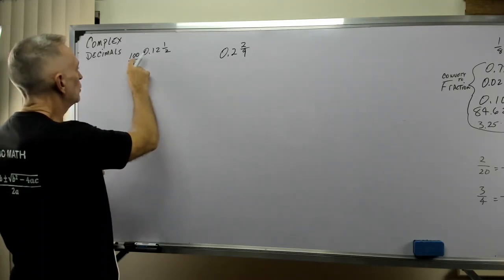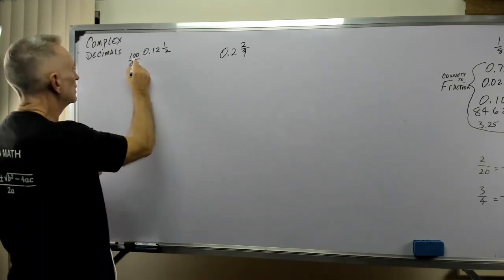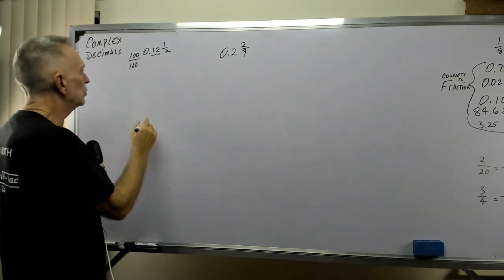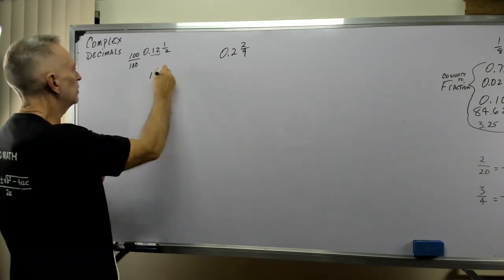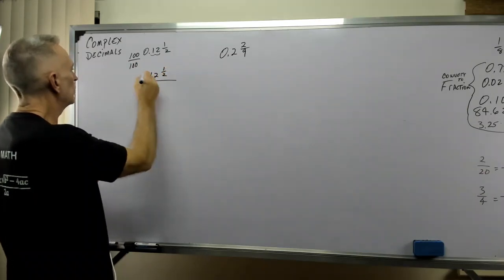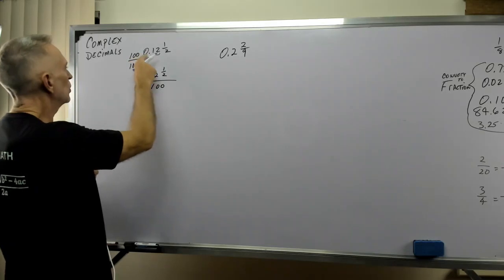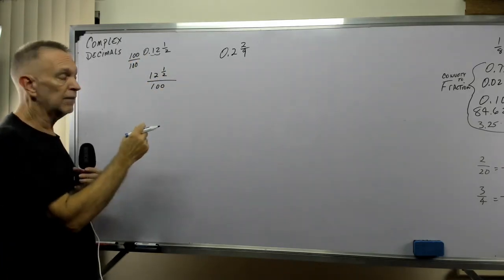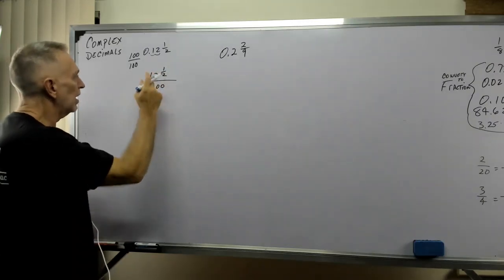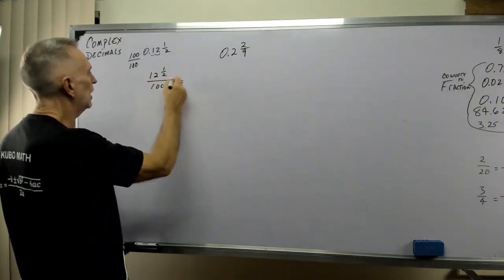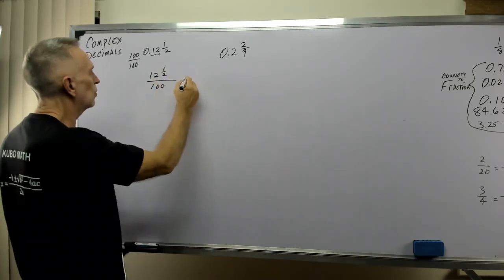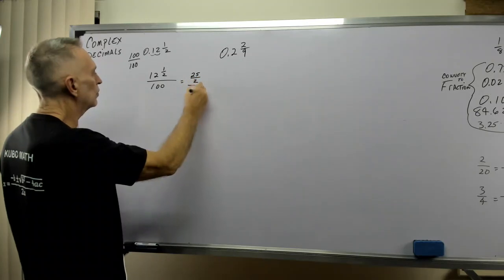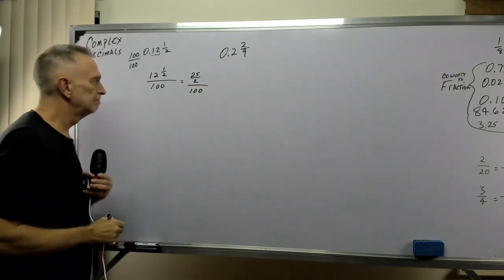But 0.12 times 100, you'll notice there's 2 zeros here, and that will move that over 2 decimal points. So now I have 12 and 1/2 over 100. This 100 moved that decimal over. So now you have a whole number and a fraction. So you have 12 times 2 is 24, plus 1 is 25. 25 over 2 divided by 100.